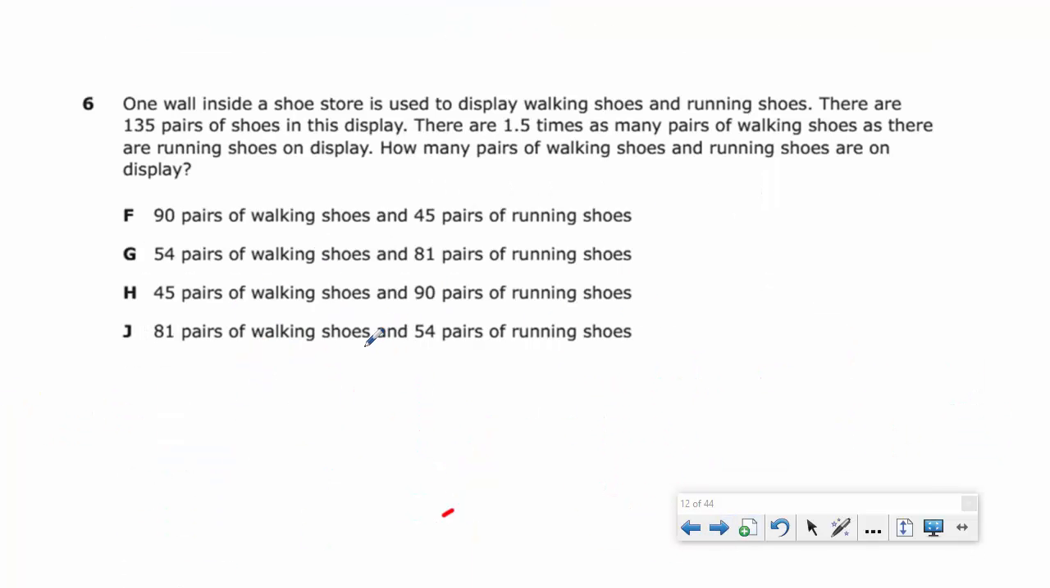All right, number 6. One wall inside a shoe store is used to display walking shoes and running shoes. We have 2 types of shoes: walking shoes and running shoes. There are 135 pairs of shoes in this display. So W is the number of walking shoes I have, and R is the number of running shoes.